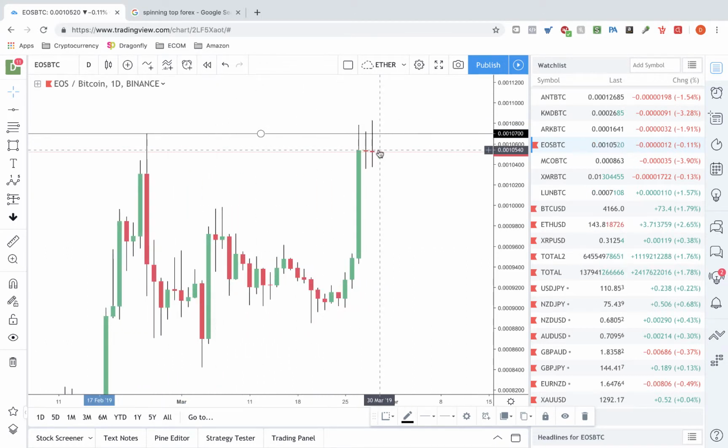What are we going to do? I'm going to short it to the downside, because 8.5 times out of 10, this trade's going to go my way. So keep an eye on stuff like this, guys.